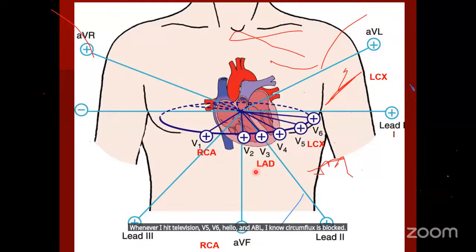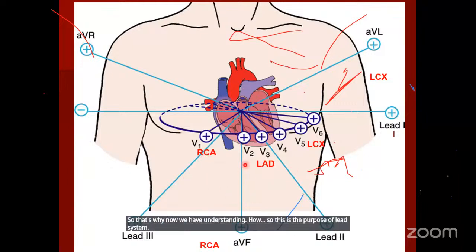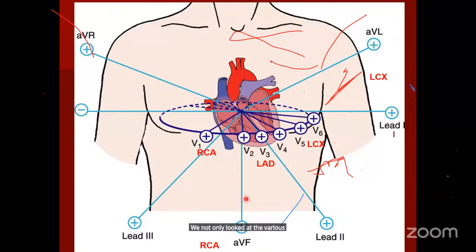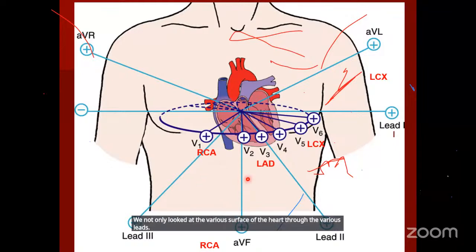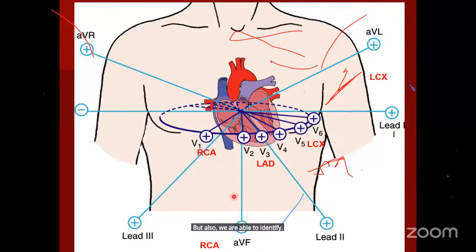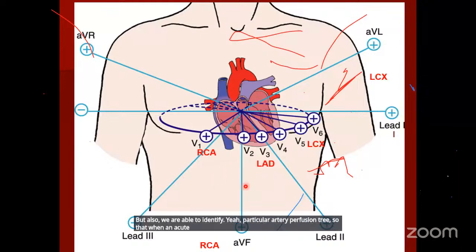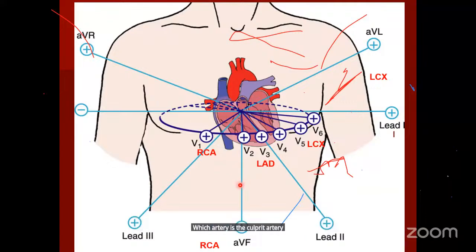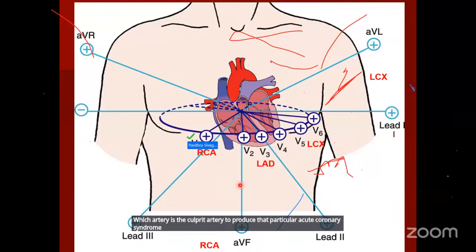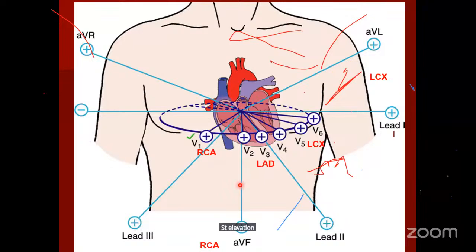So this is the purpose of the lead system. We not only looked at the various surfaces of the heart through the various leads, but we are also able to identify a particular artery's perfusion territory, so that in an acute coronary syndrome, we have some idea which artery is the culprit artery producing that particular acute coronary syndrome, especially ST elevation myocardial infarction.